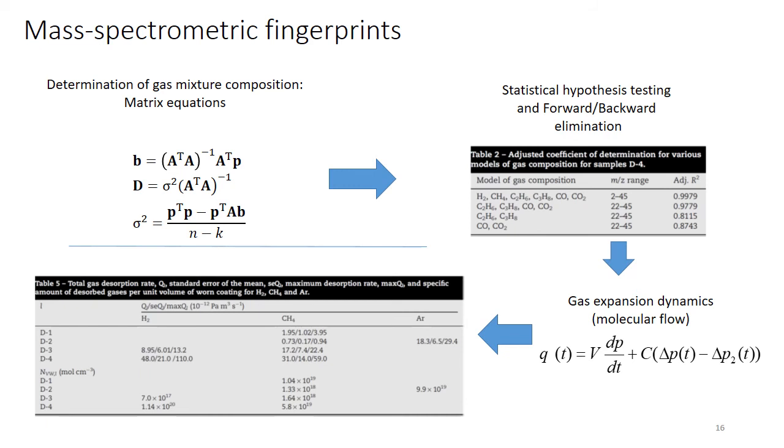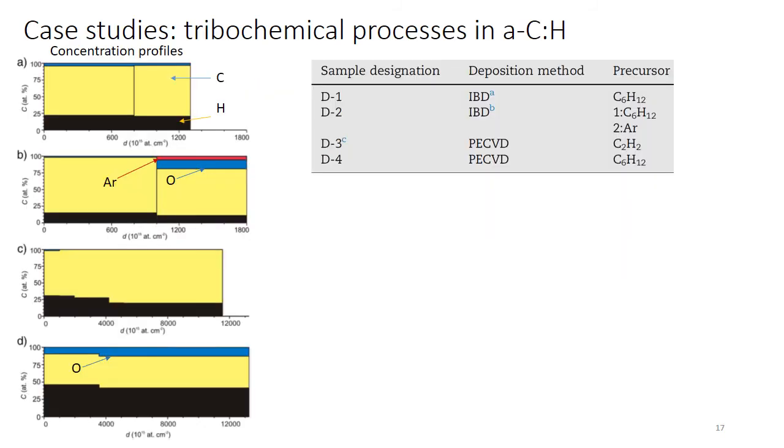And then you obtain final results, which are desorption rates, which can be expressed in SI units or in moles per second, for example. And here you have the results for four samples from D1 to D4 carbon coatings, and you can see these results in moles per cubic centimeter and in SI units.